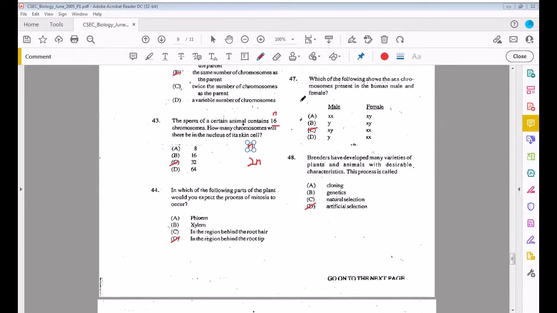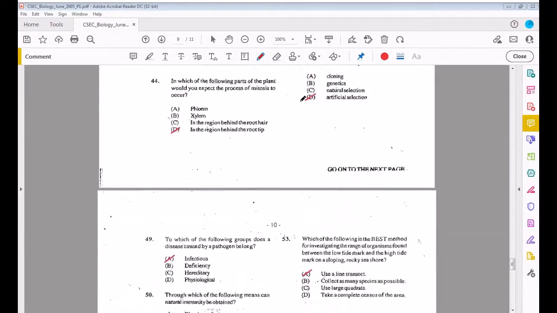47. Which of the following shows the sex chromosomes present in the human male and female? So males, we know we have XY, females XX. The answer is C. 48. Breeders have developed many varieties of plants and animals with desirable characteristics. This process is called artificial selection. Natural selection has nothing to do with breeders. That is natural, as the name suggests. And well, we know cloning and genetics, those two answers don't make sense.